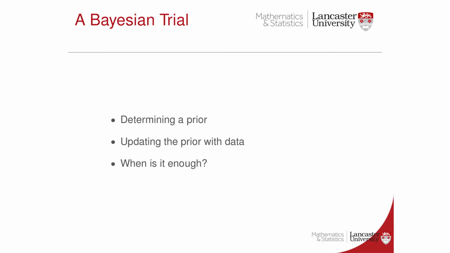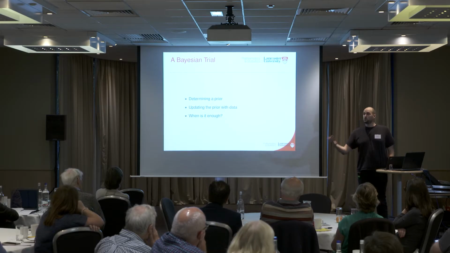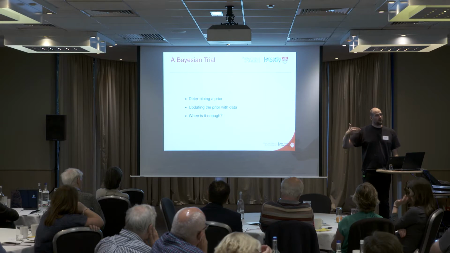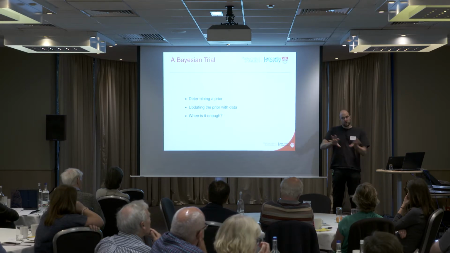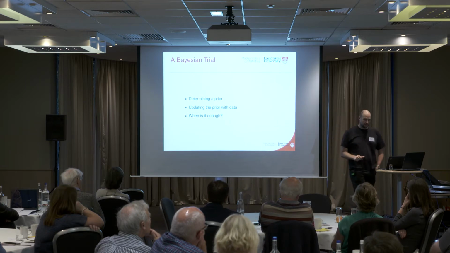Yeah, so in a Bayesian trial, you determine your prior, and as I said, that's probably the trickiest part for the statistician. Then you update your prior with your data, you augment your prior with the data that you've collected, and you ask yourself the question of, when do I have enough information to make a solid conclusion based on prior information and collected information?